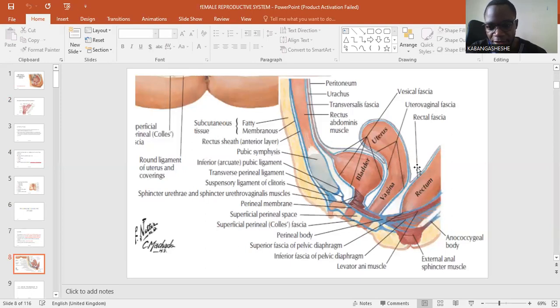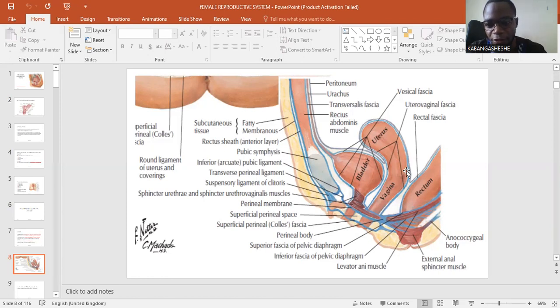Then the posterior one is a pouch between the uterus and the rectum. We call this the recto-uterine pouch. Recto meaning rectum, uterine, uterus. This space is further known as the pouch of Douglas. So this is the pouch of Douglas, or simply the recto-uterine pouch. Anterior pouch, posterior pouch.